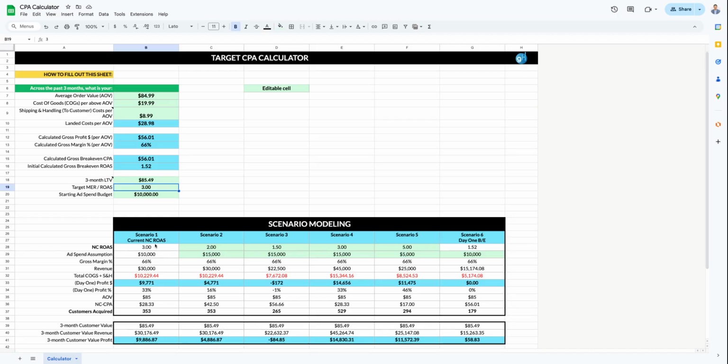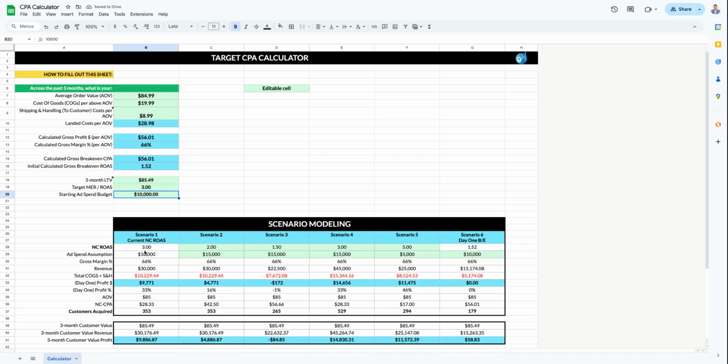So this scenario then gets taken down to scenario number 1. If your target ROAS is going to be 3, notice that this is going to change as I change this one. Like, if I put 3.5, this cell would change. So let's just go back and put 3.00.